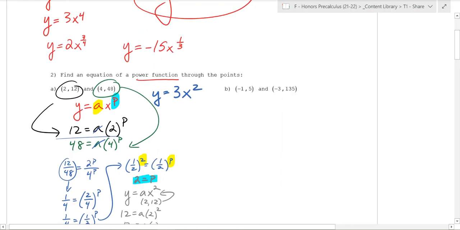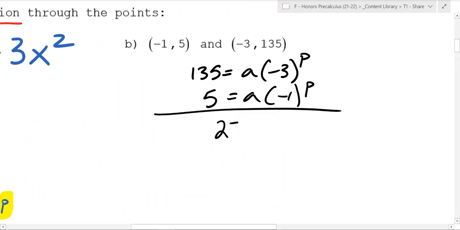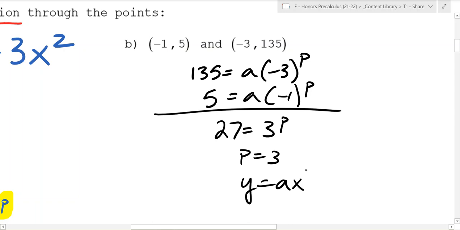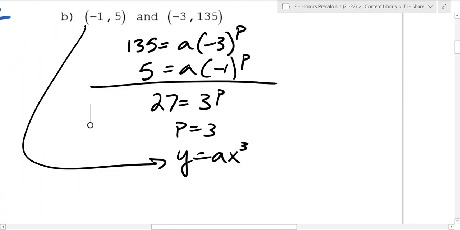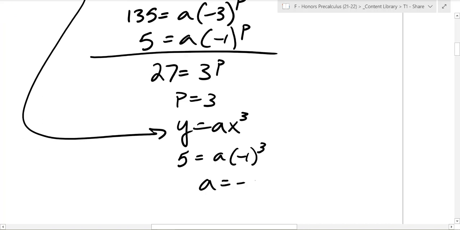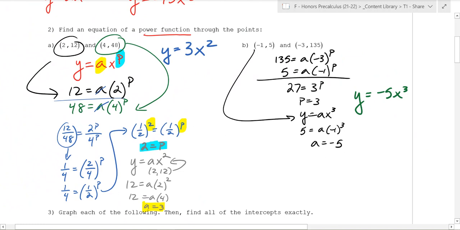You can do the exact same thing right here. Plug in the 2 points and then divide. And if you divide these, you end up with 27 equals 3 to the p. And that is just going to be 3, which tells you y is equal to ax cubed. And then you plug in, let's say, this nice point right there. The other one's fine. Either one will work. But that tells us that 5 is equal to a times negative 1 cubed. So a has to be negative 5. Therefore, our final answer would be y equals negative 5x cubed. So plug the points in, solve the simultaneous equations.